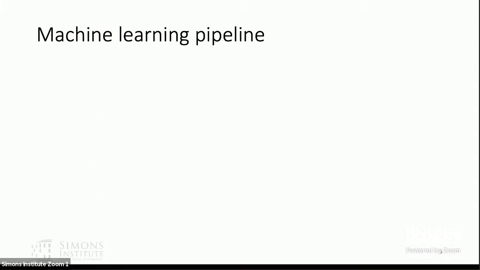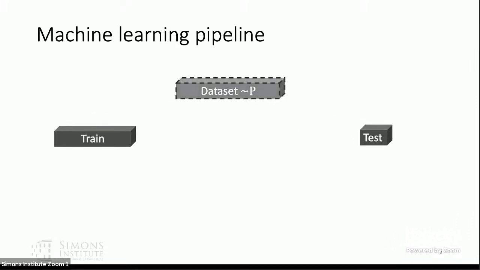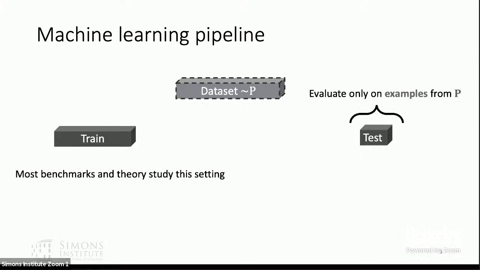So let's look at the machine learning pipeline and think about where this issue is coming from. Usually what we do is collect a data set of examples. We split this into train and test, and then we train on the training data and we evaluate on this held out test set. This is what a lot of us are probably familiar with. And most benchmarks empirically as well as theoretically study this setting. There are a lot of open questions, and we don't completely understand this by any means.